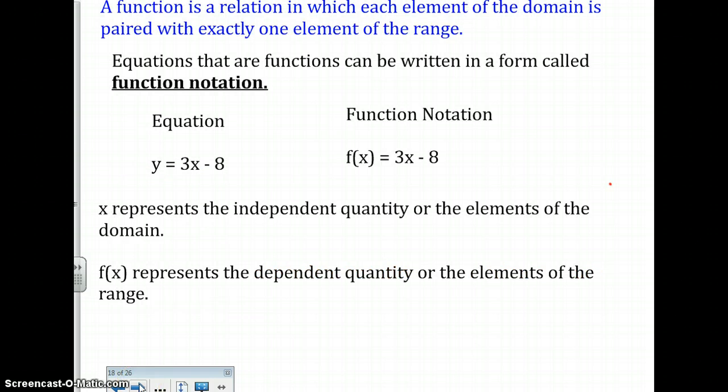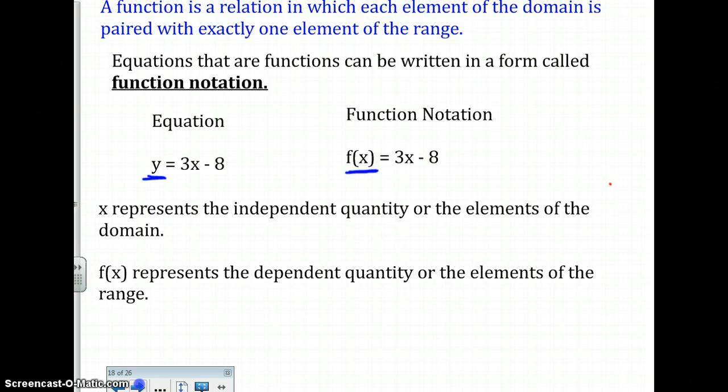So again, just restating what we learned last time, a function is a relationship where each element of the domain is paired with just one element of the range. And any equation that is a function can be written in a form that we call function notation. So if you notice, our equation here states y equals 3x minus 8. Function notation is saying that f of x, or the function of x, equals 3x minus 8.